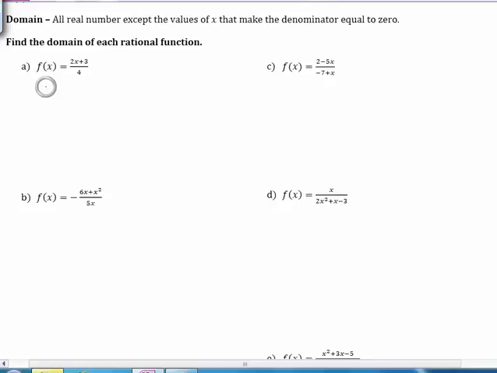So our first example here, f of x equals 2x plus 3 divided by 4. So the denominator for this one is 4. And no matter what x is, this denominator is always just going to be 4. And so the domain for this one is the set of all real numbers, because there aren't any real numbers that will cause us to divide by 0 in this one. So we're always going to start off assuming that the domain is a set of all real numbers, and then we'll remove anything that causes us a problem.